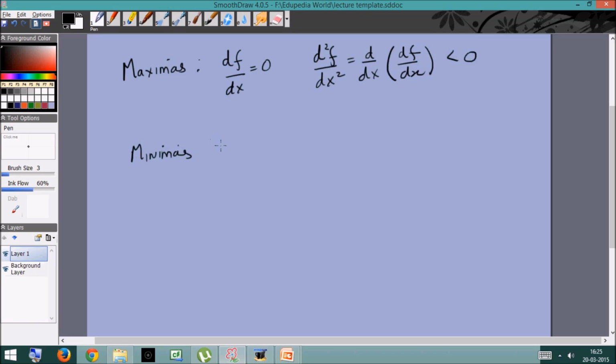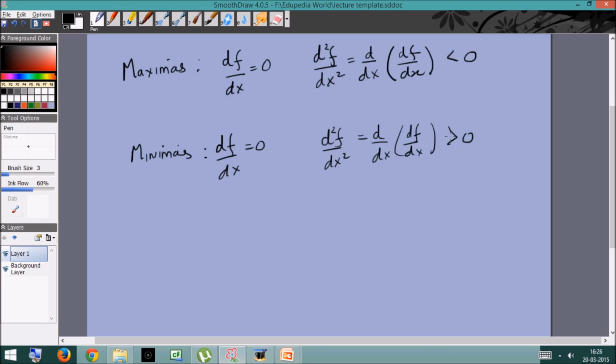While at minimas, df by dx is 0. This is true for both. And d2f by dx squared, which is d by dx of df by dx again, that is greater than 0.